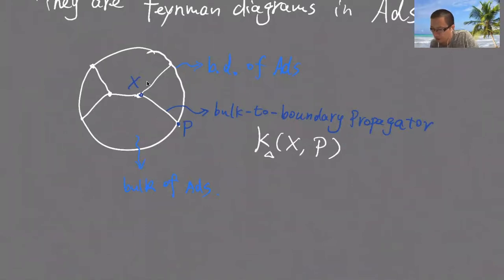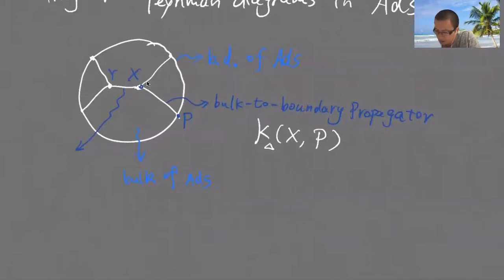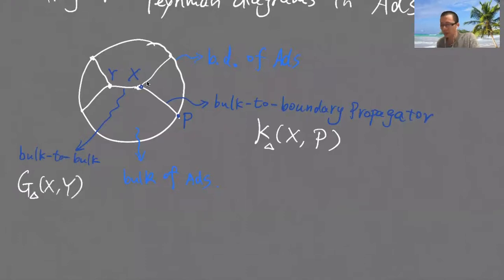Then we also have this propagator, say from X to Y. This is the so-called bulk to bulk propagator, and I will denote it as G. Again, it's a propagator for an operator with dimension delta, going between X and Y.